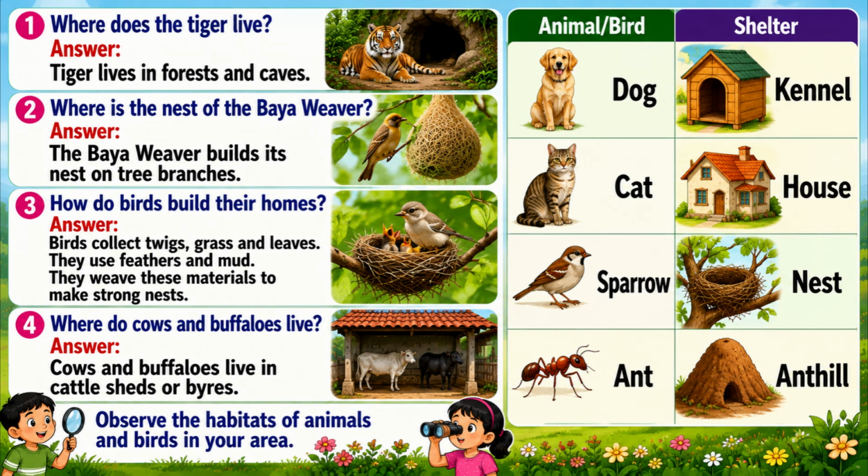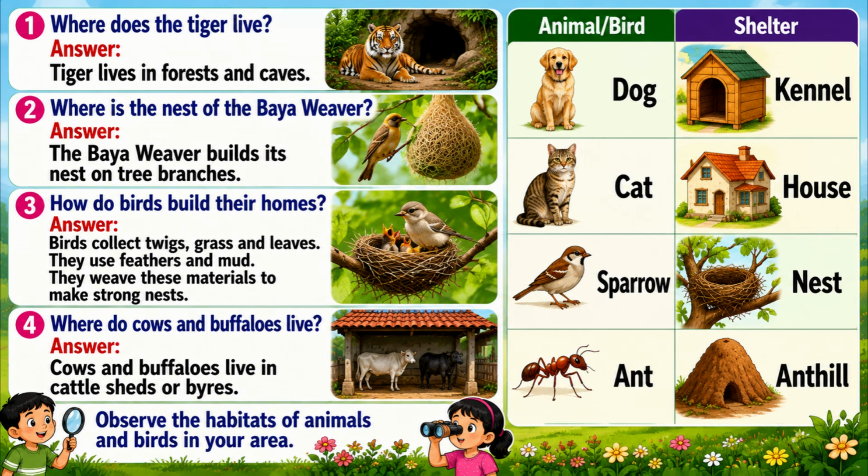Question 1. Where does the tiger live? Answer. Tiger lives in forests and caves. Question 2. Where is the nest of the buyer weaver? Answer. The buyer weaver builds its nest on tree branches.